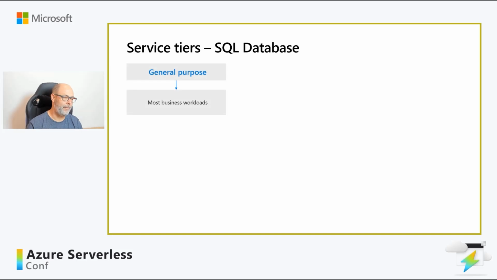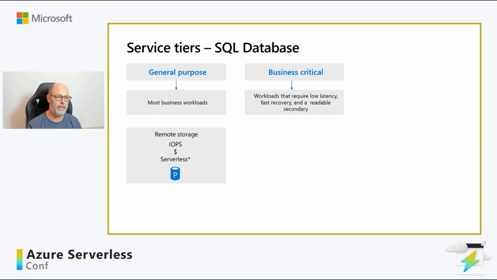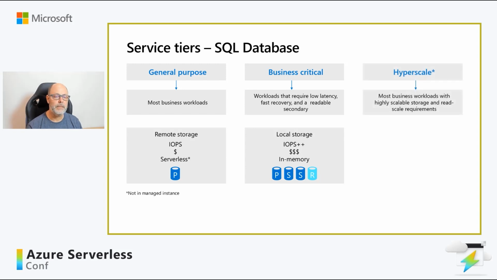So we have a couple of tiers here: general purpose, again, and business critical. Again, we choose the amount of virtual cores, the configuration for the storage, etc. And then an additional tier, which is hyperscale, targeted to much bigger databases.